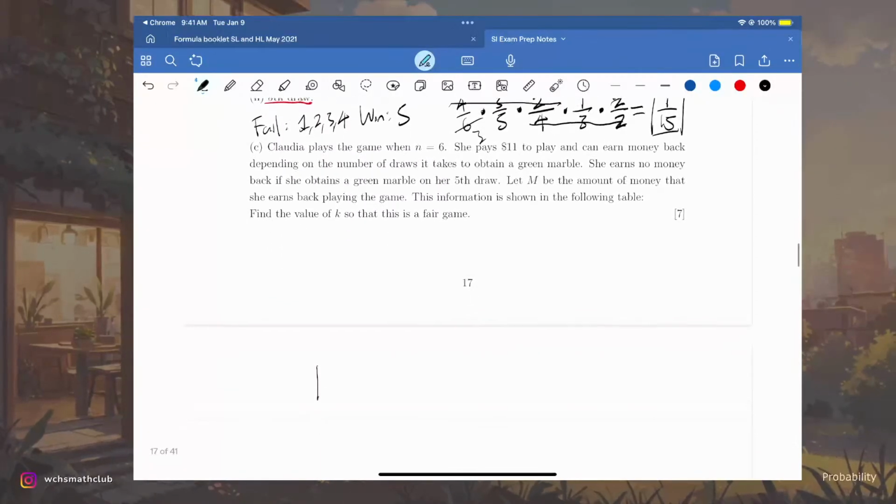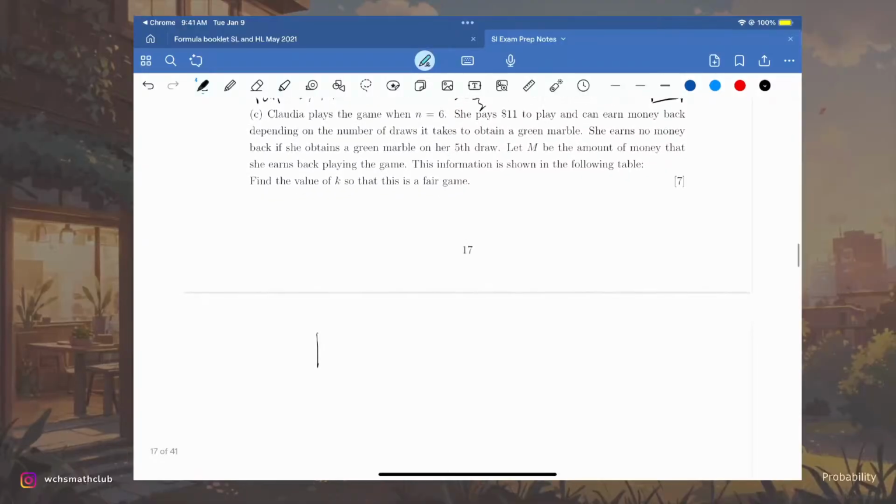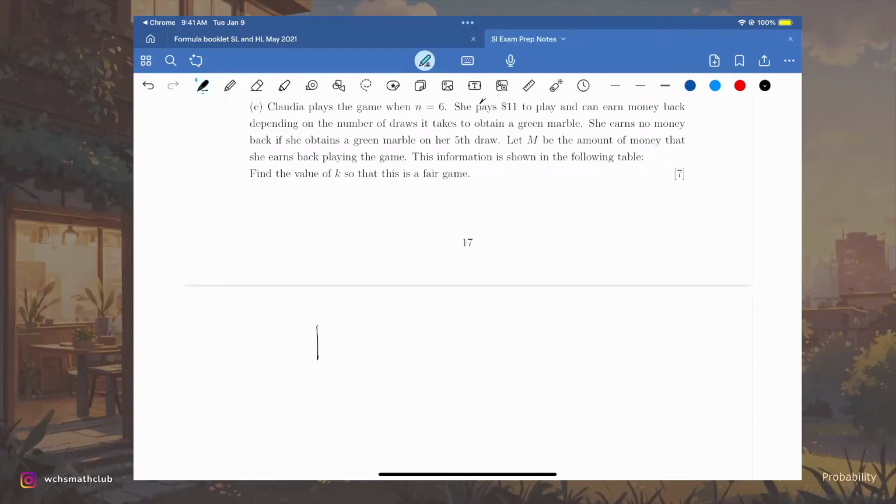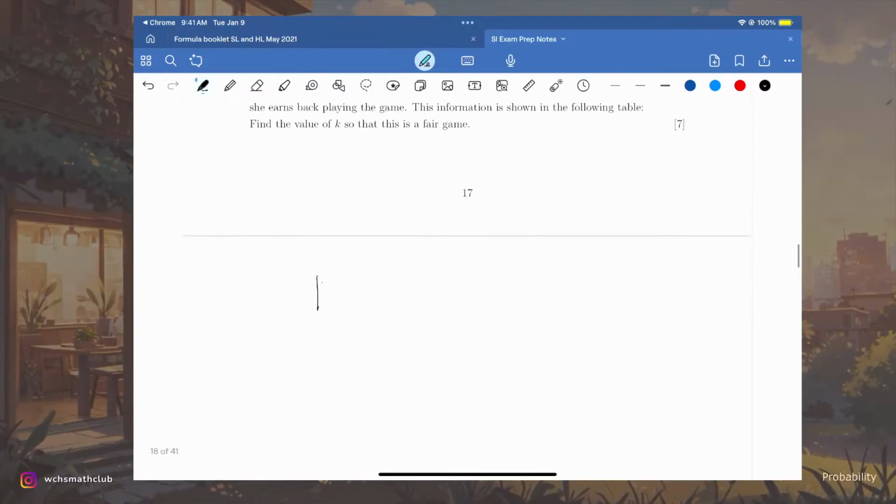Now part C, we're gonna give you a little bit more time to do part C because this is hard. The table is not drawn. I'm just gonna draw it real quick.